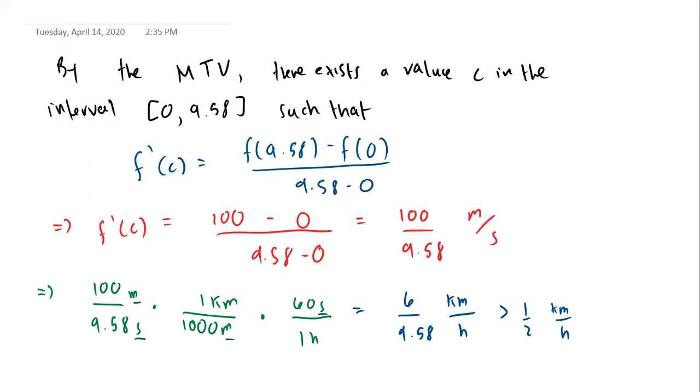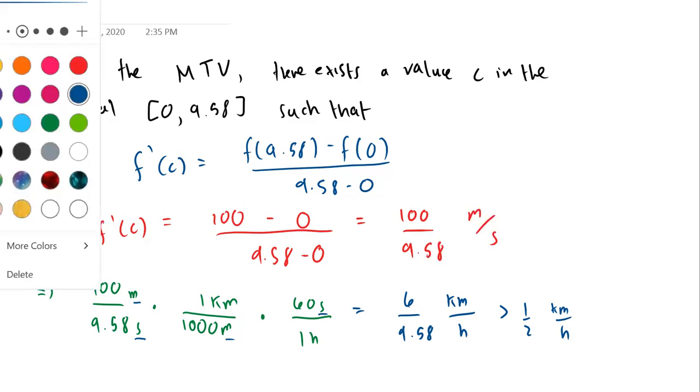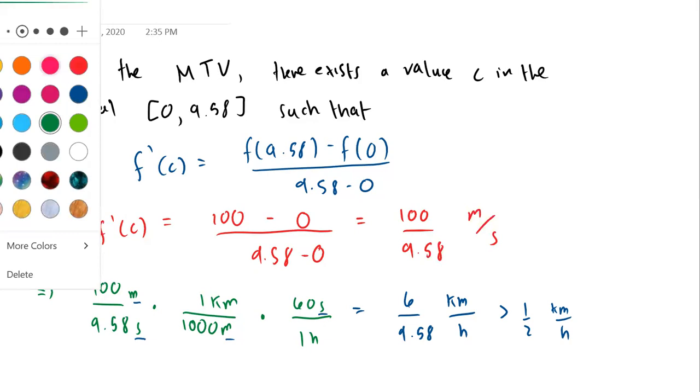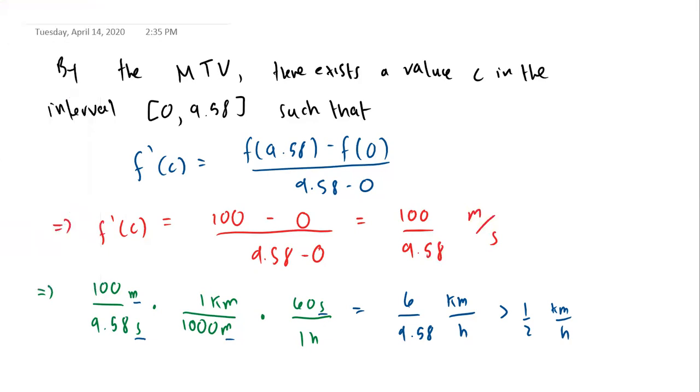Now, this here is just the speed. This here is f prime of C. Now, the problem was asking about speed. But again, we have to remember what f prime is. Well, f prime is giving us velocity. So notice that this here is velocity. But if we're going in the positive direction, velocity is the same as speed. Remember, speed is just the absolute value of velocity. So for us, this is speed.